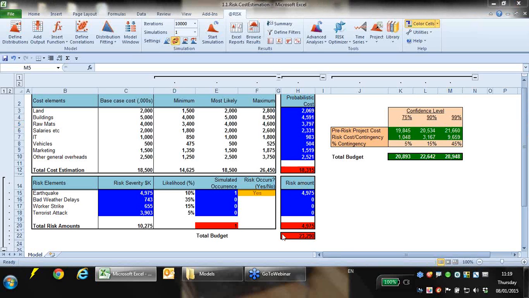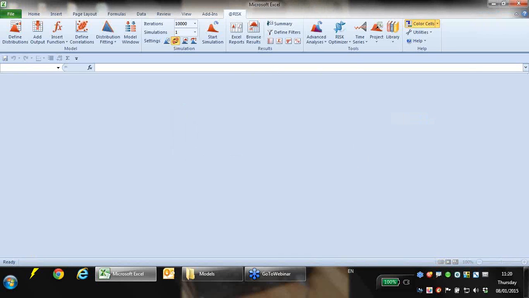Let me just see. Yeah, okay. I'll tell you what I'll do. Let's do this the other way around. I'm going to show a couple more models, and then at the end, if there are some questions outstanding, I'll zip through them. So let's close down this model.